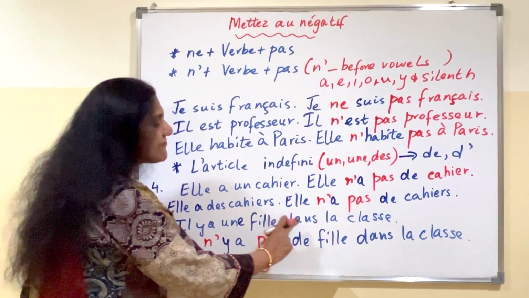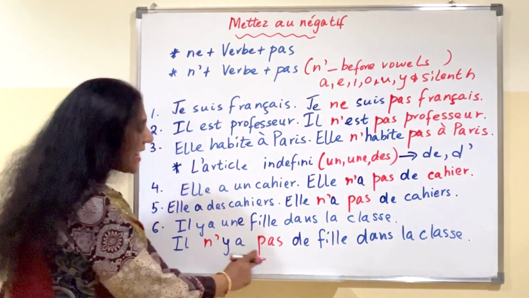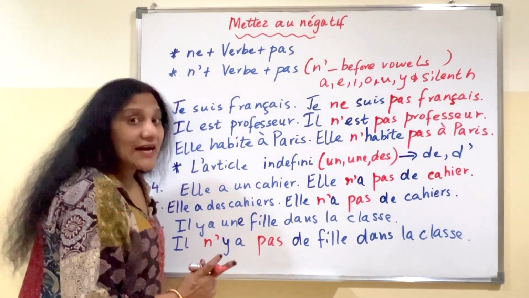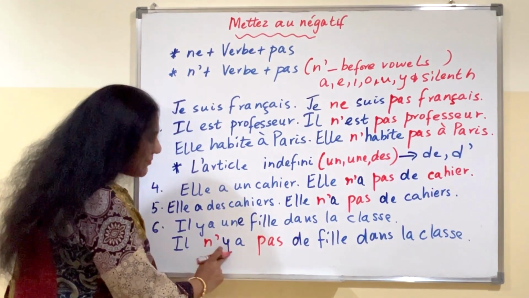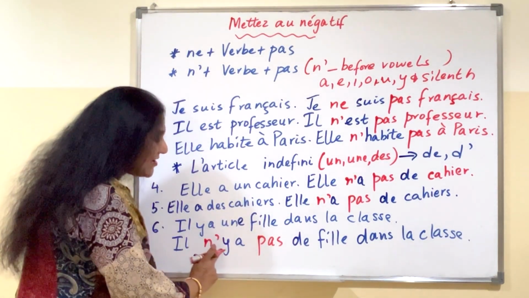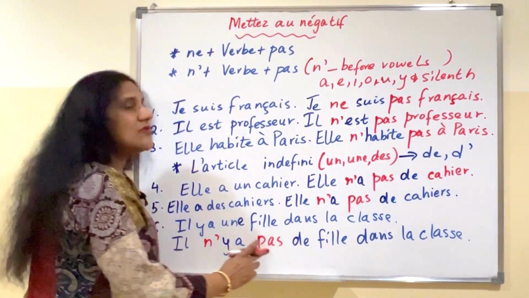Il y a une fille dans la classe. There's a girl in the class. There's no girl in the class. Il n'y a pas de fille dans la classe. So, il n'y a pas de. N apostrophe because we have Y here followed by pas, and the une fille changes to de fille.